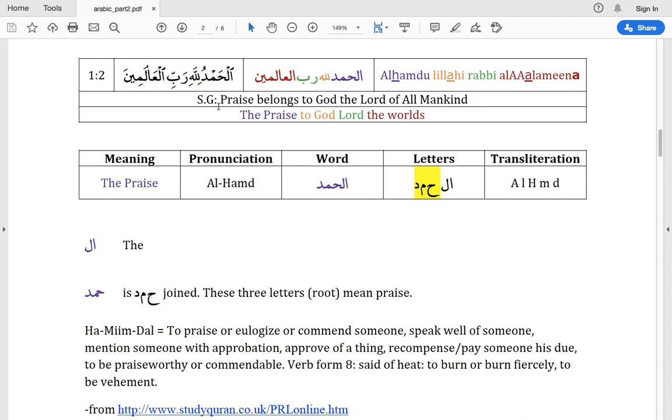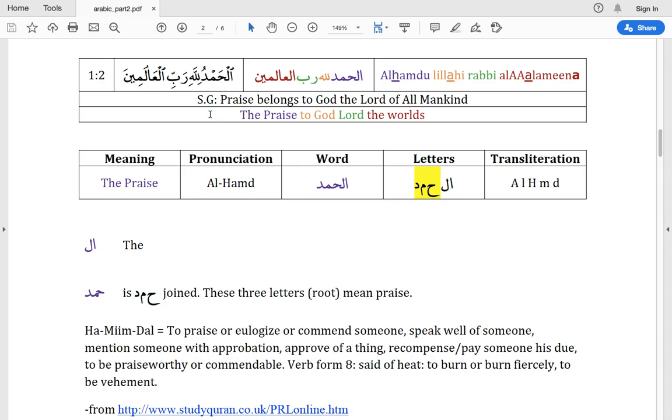Now, Brother Sam Gerrans' translation is used throughout this course, which can be downloaded for free at his website, Qur'anite.com. You can also buy his book from Amazon or from his website. The book is called The Quran, A Complete Revelation.